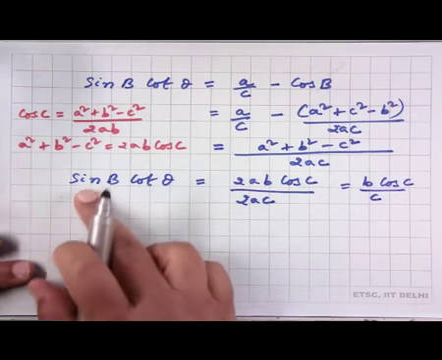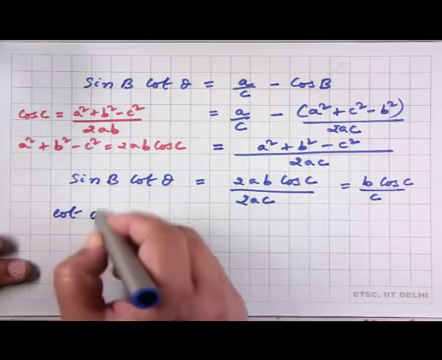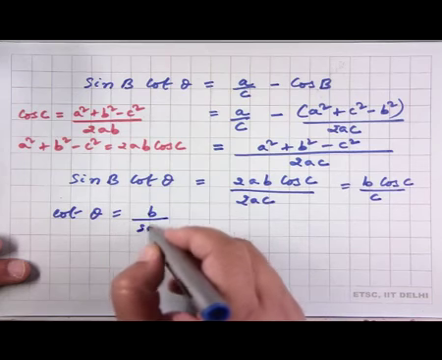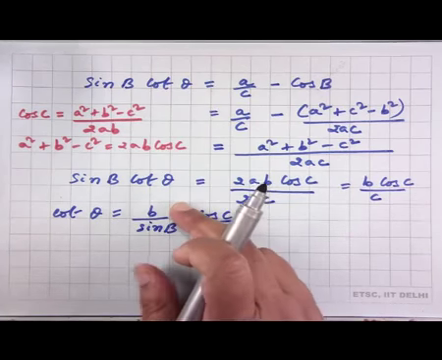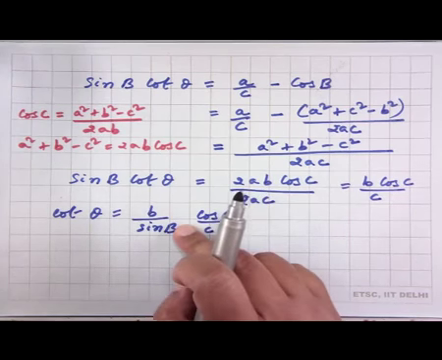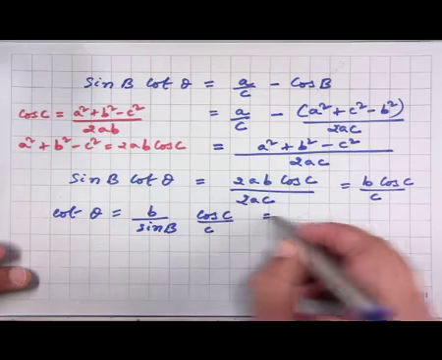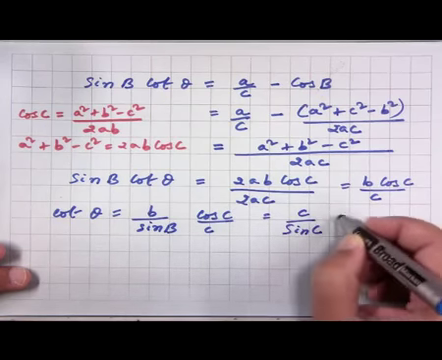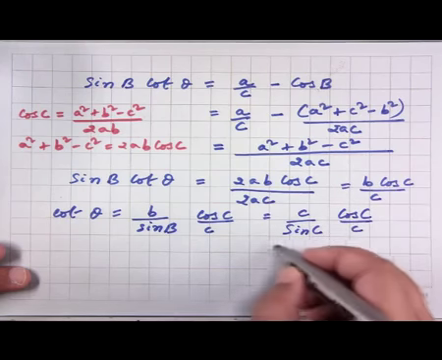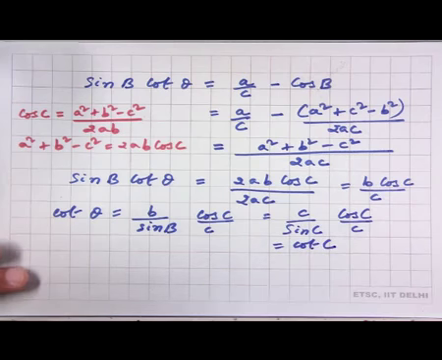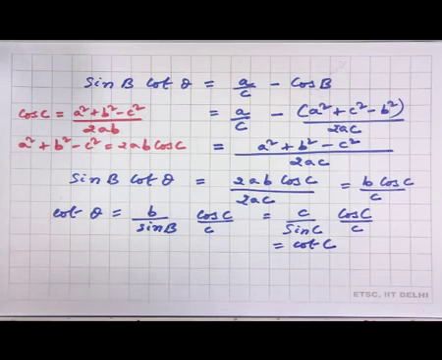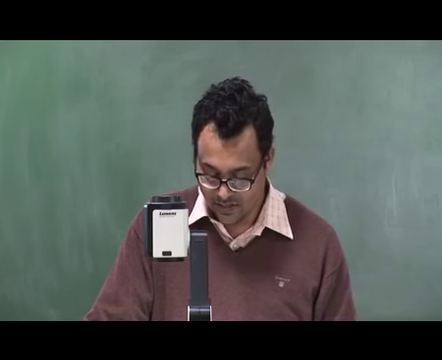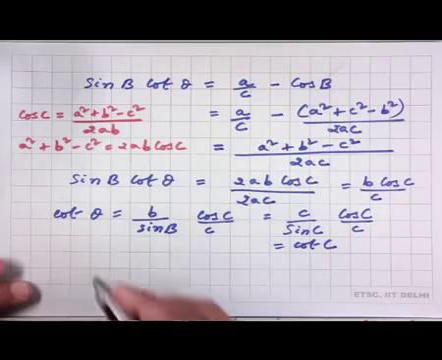And then if we take this sine B term to the right hand side, we get cot of theta is equal to B by sine B times cosine of C by C. But from the sine law, we know that B by sine B is the same as C by sine C. So this is equal to C by sine C times cosine of C by C, which is equal to cot of C. So ultimately cot of theta is the same as cot of C, and because both theta as well as C belong to the interval 0 to pi, it is very easy to conclude that theta must be equal to C.